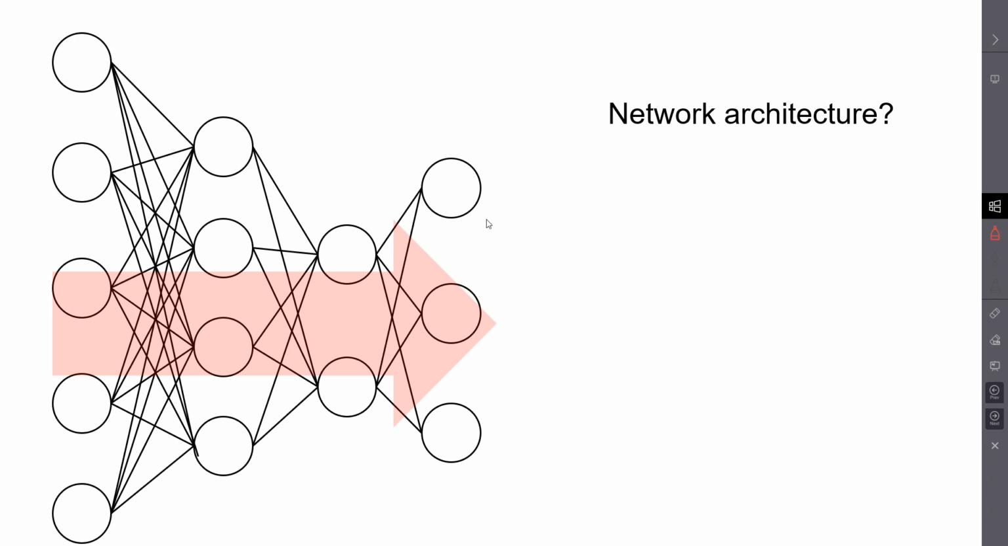So let's try to answer what is the architecture of this neural network. I'm gonna explain it in the next video.